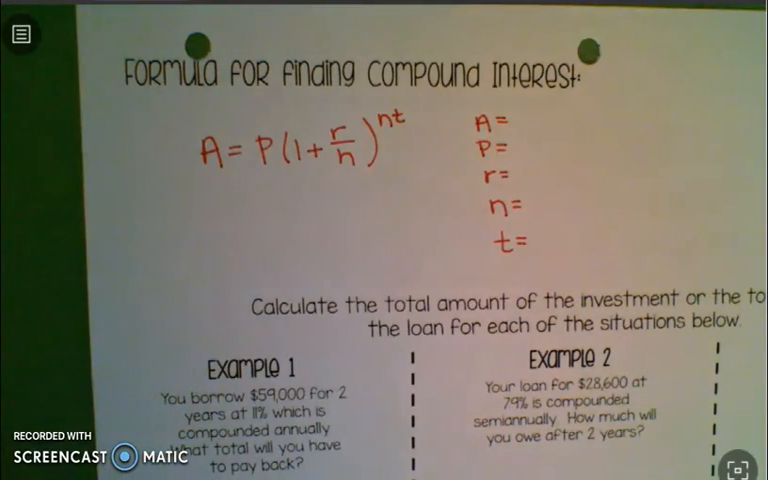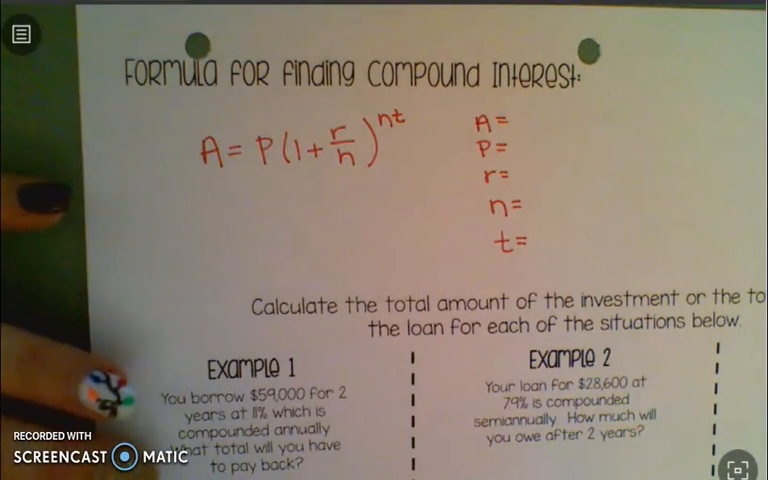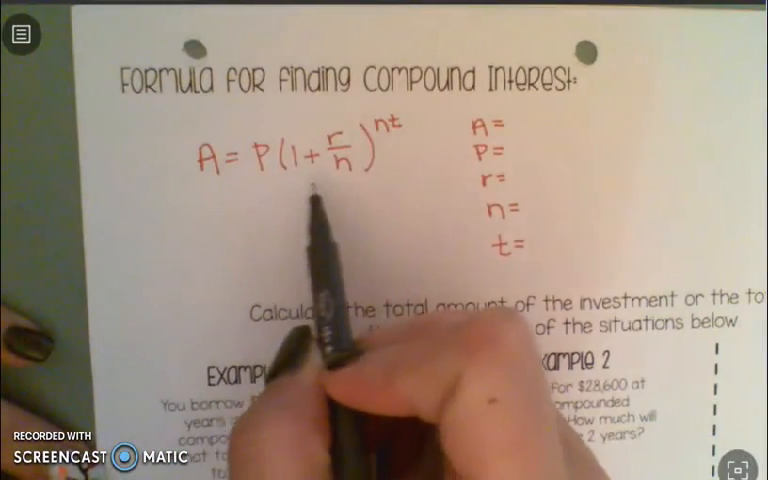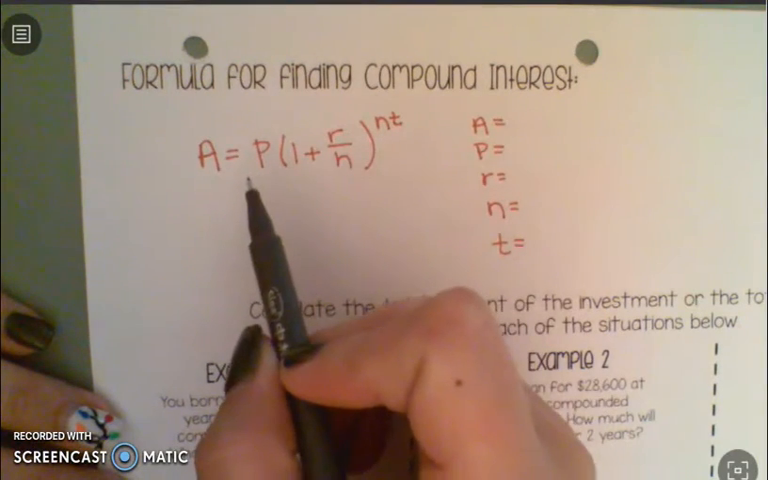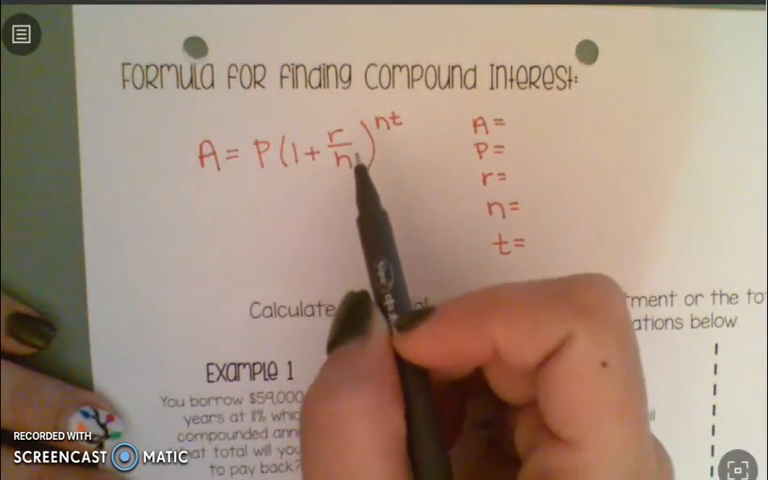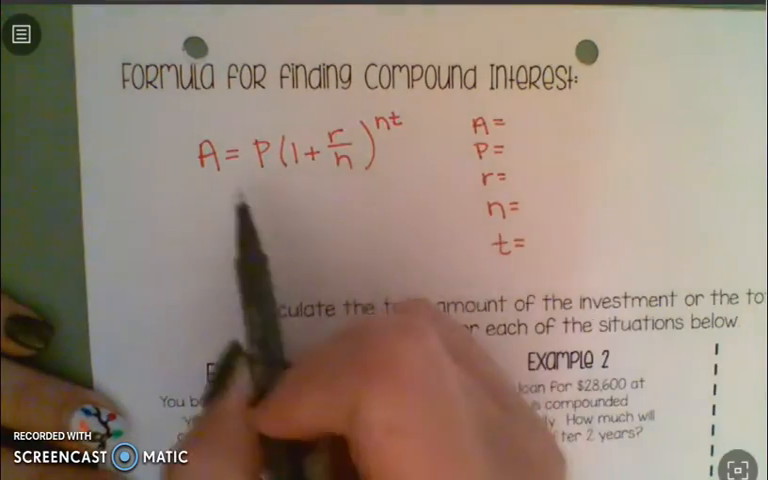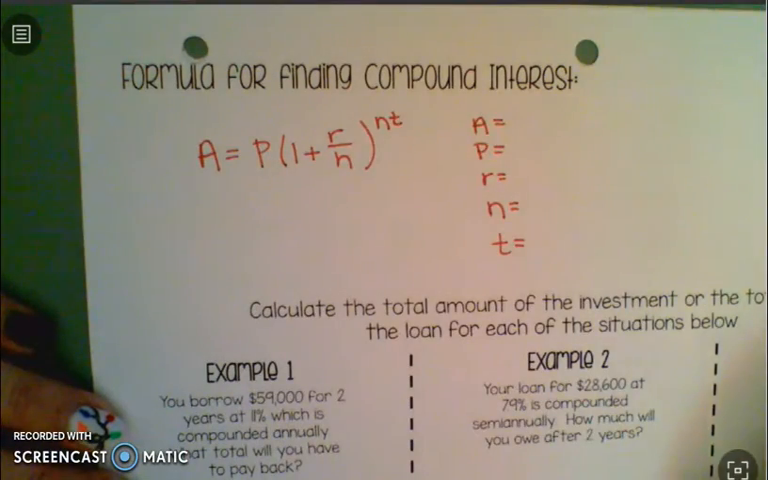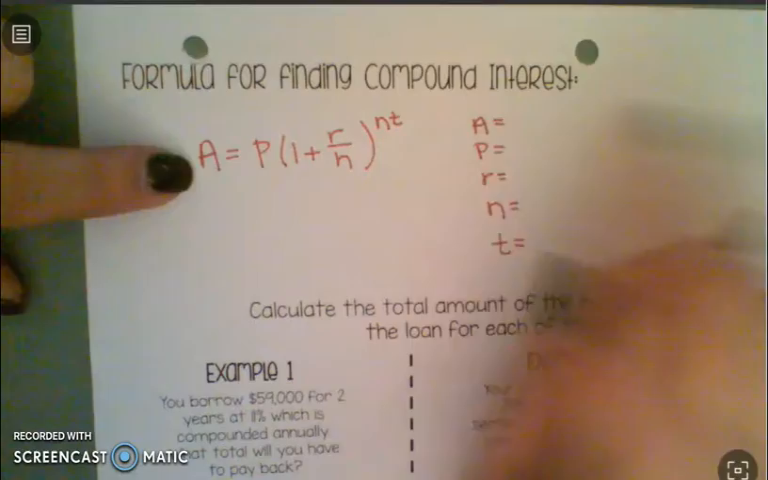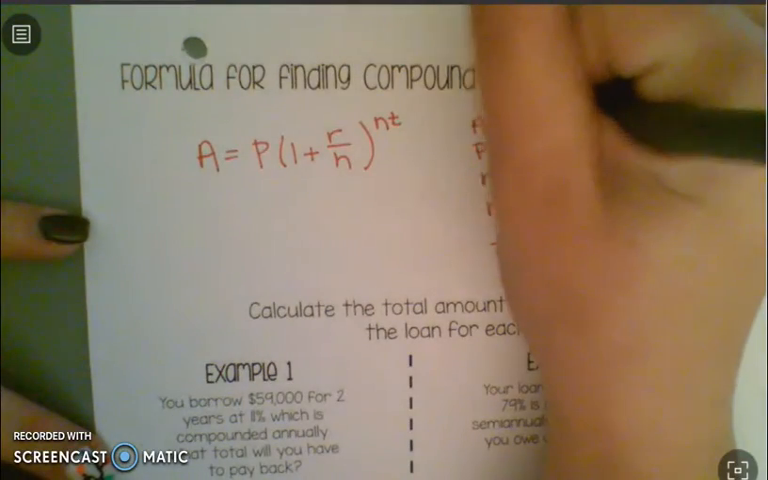So this video is about the compound interest formula. So this is the formula right here: A equals P times (1 plus R divided by N) raised to the NT. So first we need to define what all of these letters mean. So A is your ending amount.